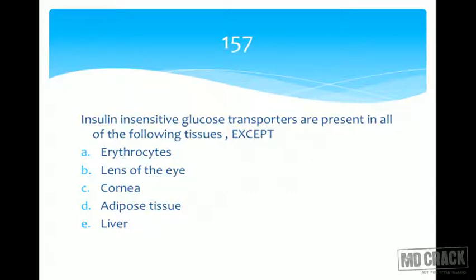Insulin insensitive glucose transporters are present in all of the following tissues except: erythrocytes, lens of the eye, cornea, adipose tissue, liver. You should have got this answer. The answer is adipose tissue. All the other tissues listed do not depend upon insulin for the entry of glucose. Erythrocytes always use glucose irrespective of whether insulin is there or not. RBCs are solely dependent upon glucose. So in a diabetic, insulin is deficient, but the RBCs are not going to be lysed because they do not require insulin for the entry of glucose.